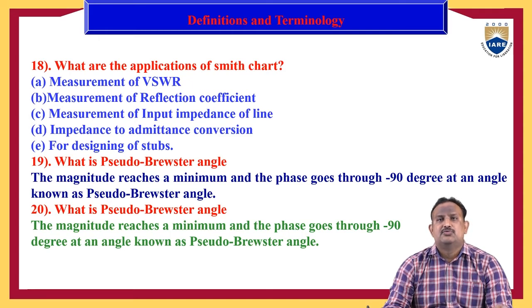What is pseudo Brewster angle? The magnitude reaches a minimum and the phase goes through minus 90 degrees at an angle. It is known as the pseudo Brewster angle.